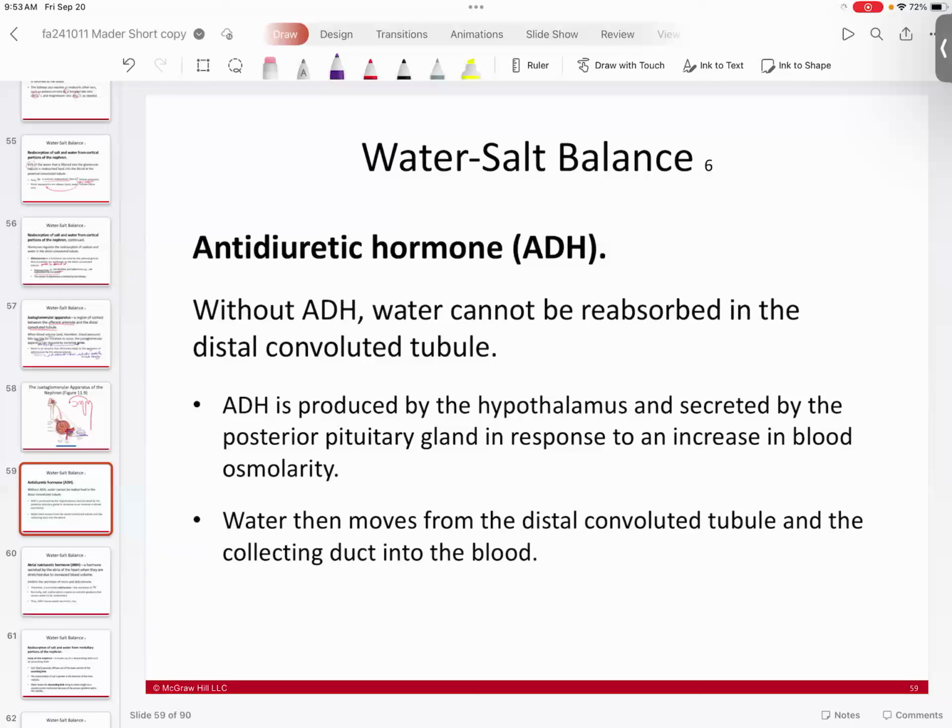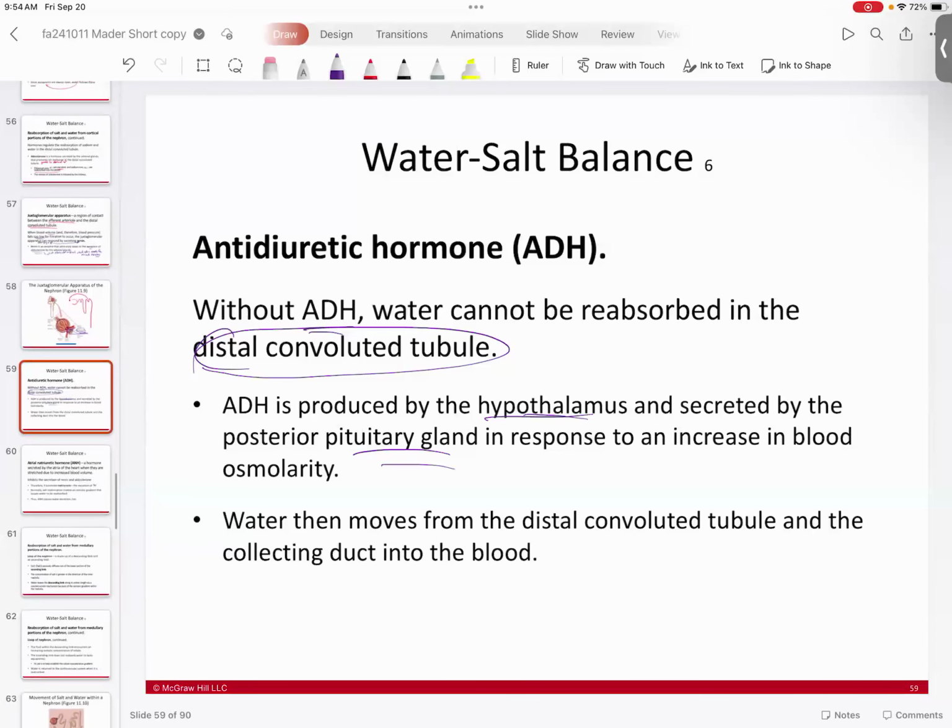Now, there's another hormone released by the pituitary called antidiuretic hormone, ADH. So without ADH, you can't actually reabsorb water. And typically you find this in the distal convoluted tubule. So it's produced by the hypothalamus, stored in the pituitary gland, and released by the pituitary gland under the direction of the kidneys. So what happens then is ADH will provide access.